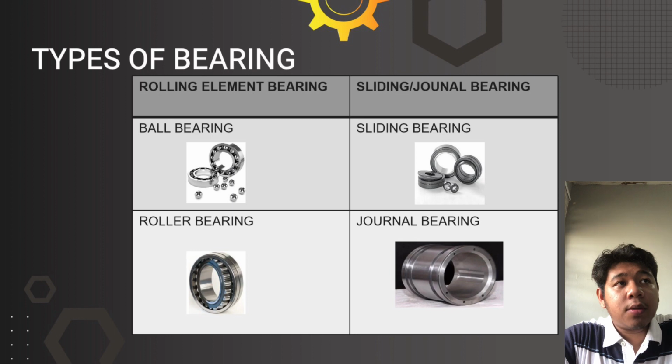There are many types of bearing. The first one is the rolling element bearing, and number two is the sliding or plain bearing. There is a picture of a ball bearing and a roller bearing. The right one is a sliding bearing, and a journal bearing for the picture.